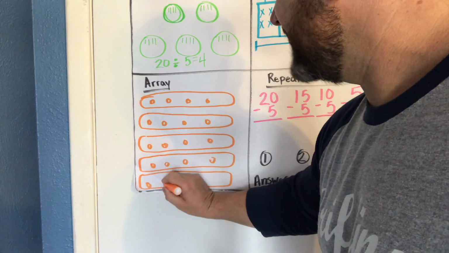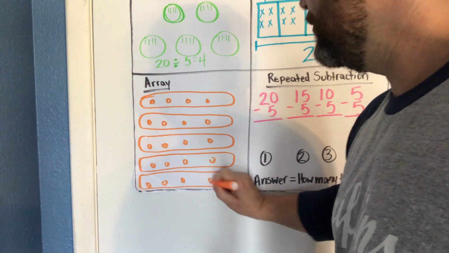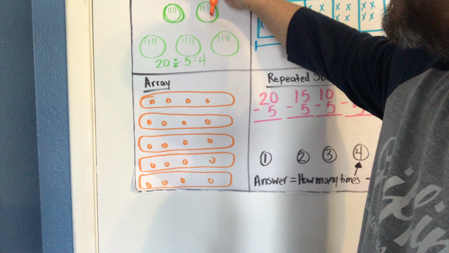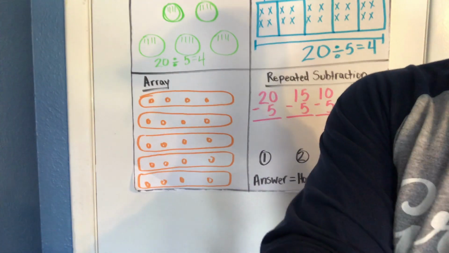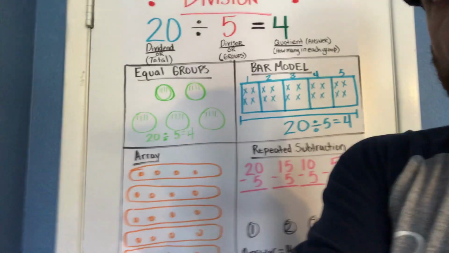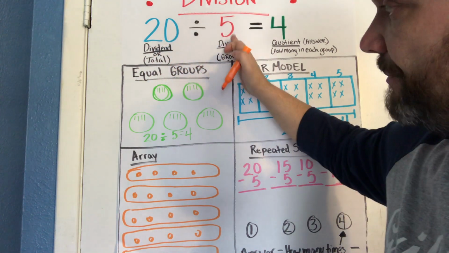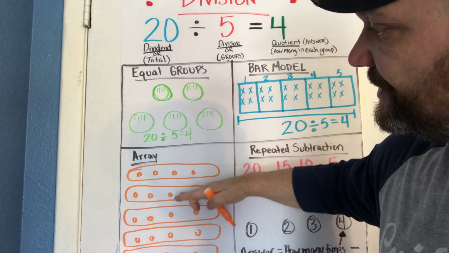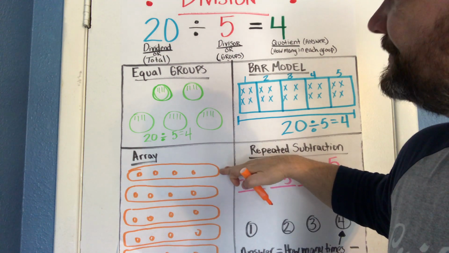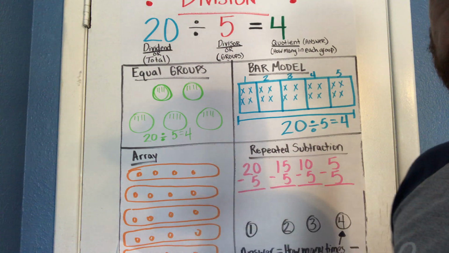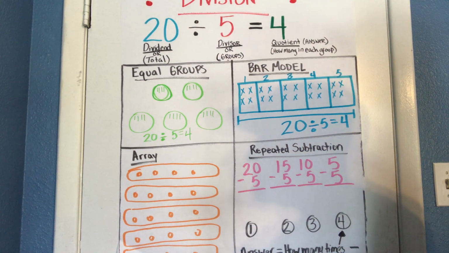And basically you're doing the same thing each time, so it's up to you which method you want to use. But I have, my dividend is 20. Let me lean my pod back a minute. My dividend was 20, so that's what I'm dividing up. My divisor is 5. 1, 2, 3, 4, 5 groups. And my quotient is 4. There's 4 in each group. Pretty easy.